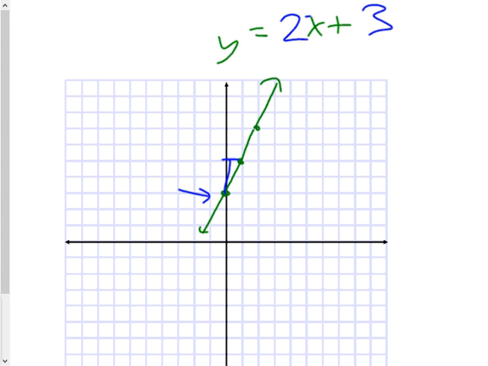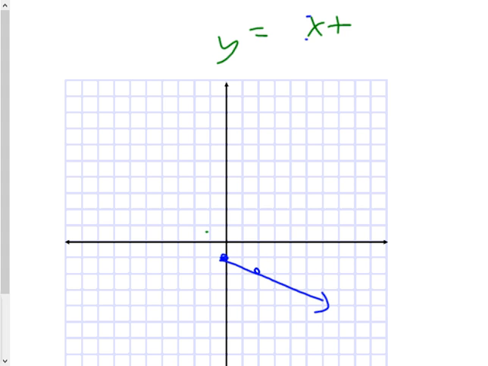Okay, so I'm going to give you another one. That one was 2x plus 3 because the slope was 2 and the y-intercept was 3. See if you can handle this one. What would the equation be if it looked like this? And notice this one's going down. I'm going to pause for a second while you give that one a try.